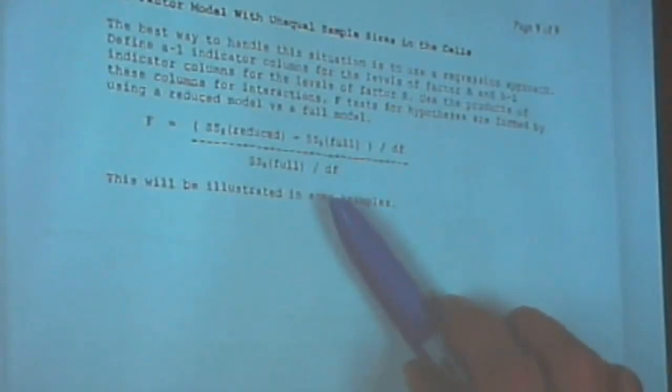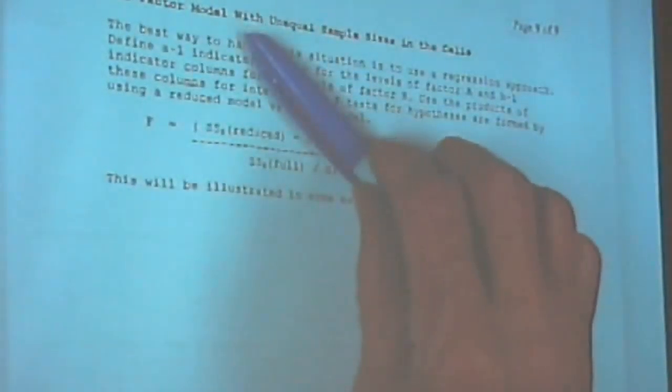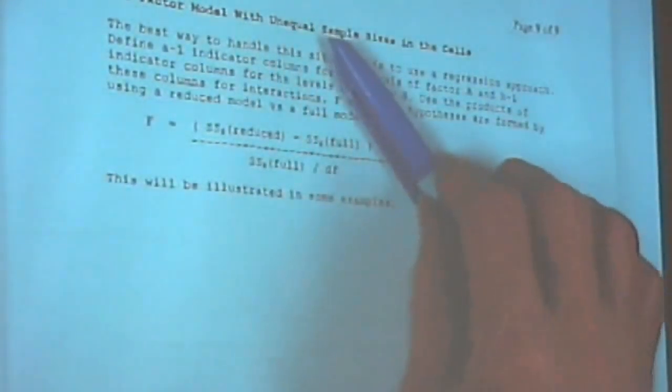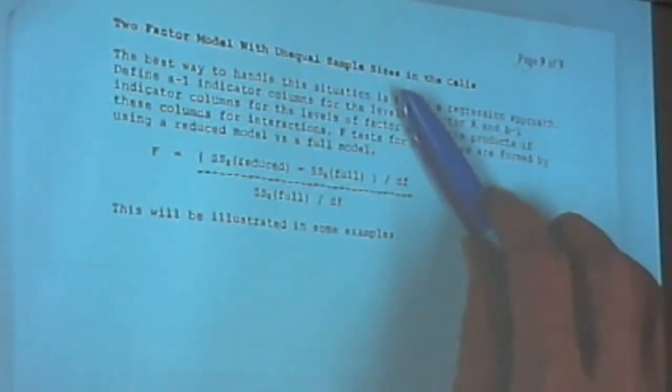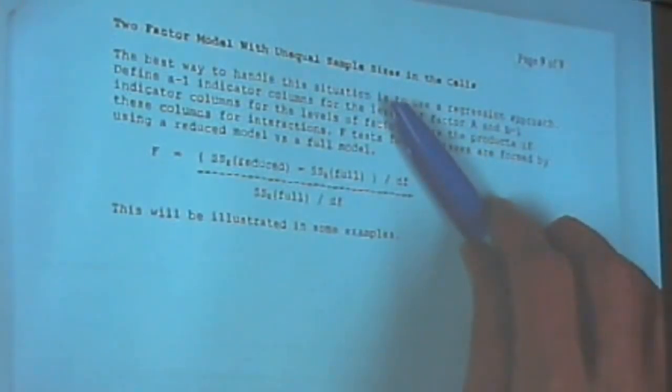Well, since there's only a third of a page left, let me finish by referring to this last page 9 here. Two-factor model with unequal sample sizes in the cells. Notice that in the examples we've looked at so far, and in all the formulas we've looked at so far, we've assumed equal sample sizes in the cells. What if you didn't have that?